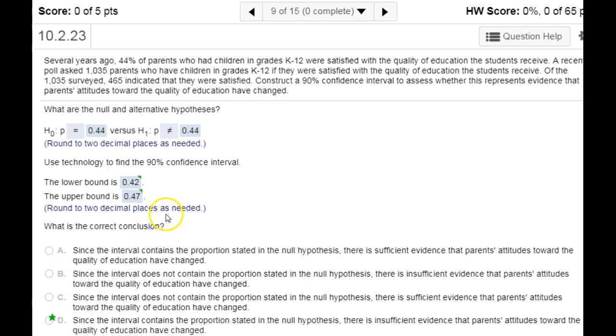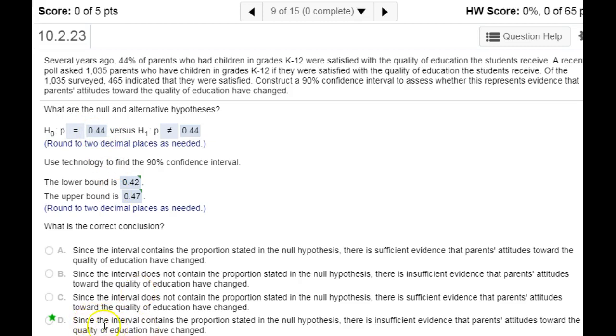And so we're going to use this confidence interval to decide whether we can reject the null hypothesis and accept the alternative, or if we have insufficient evidence to reject the null. And the way we do that is we just see if that value lies within the confidence interval. And 0.44 is in between our lower and upper bound. And so we don't have enough evidence to reject 0.44 because it's in our confidence interval.